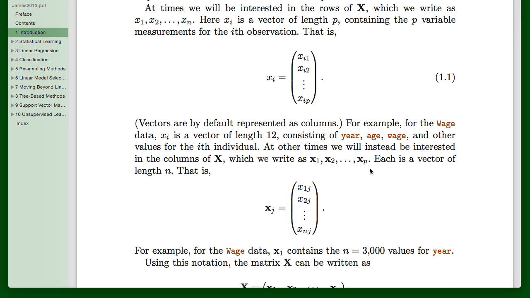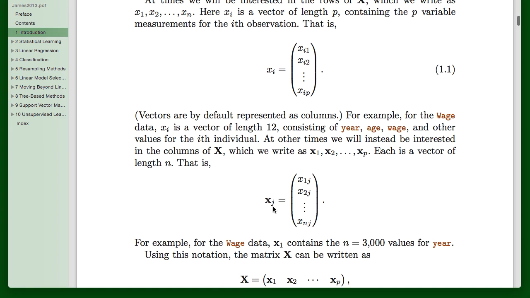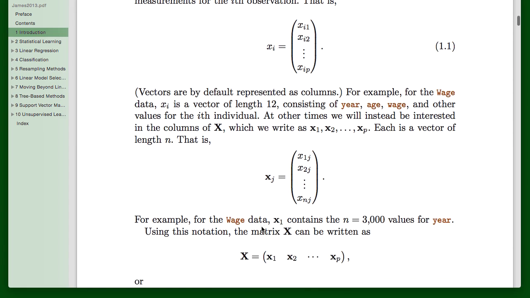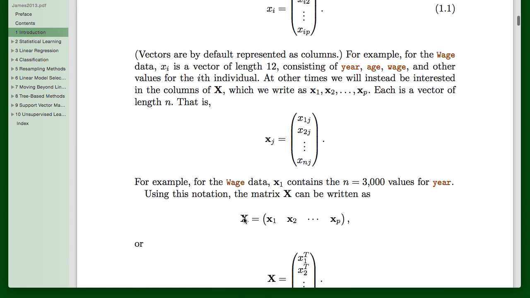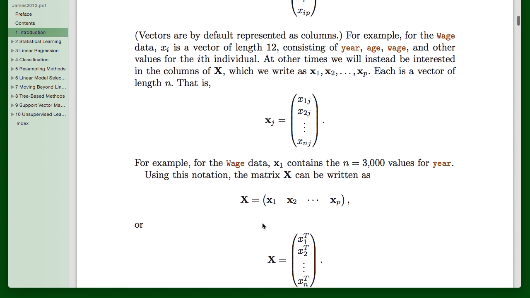It says at other times we'll be interested in the columns of x, which we'll write this way. So here's an example of noting a vector as a lowercase boldface letter. And it only has j as a subscript because in this case we're talking about column j. Okay, and we may write out the matrix as being a series of vectors. So just as you might think of a spreadsheet as a series of columns in the spreadsheet, you can think of the matrix as a series of column vectors.